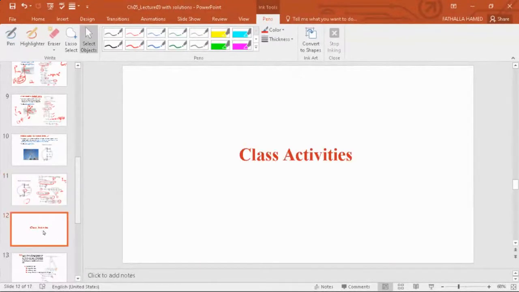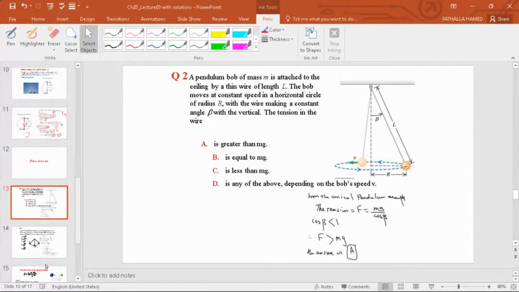Good. Let's try to deal with some discussions here. I mean, we can look at this is the pendulum that we did. So attached to a ceiling by a thin wire of length L, the bob moves at constant speed in a horizontal circle of radius R, with the wire making a constant angle beta with the vertical, the tension in the wire. And they give you this option. Greater than mg, equal mg, less than mg, it depends.